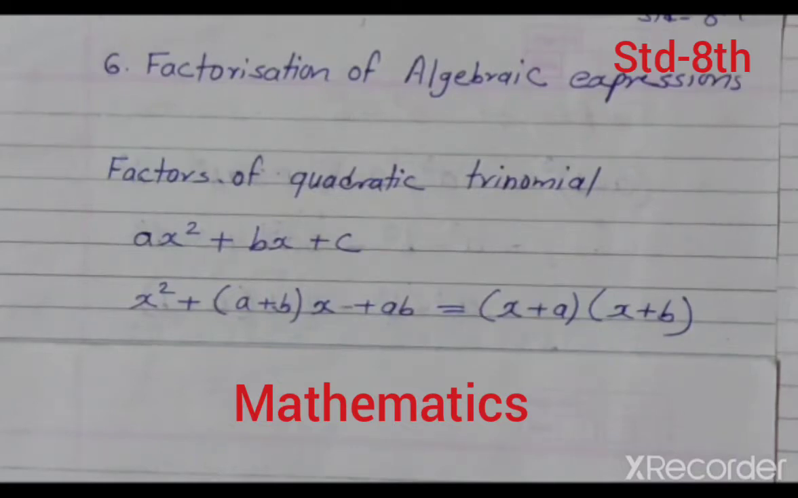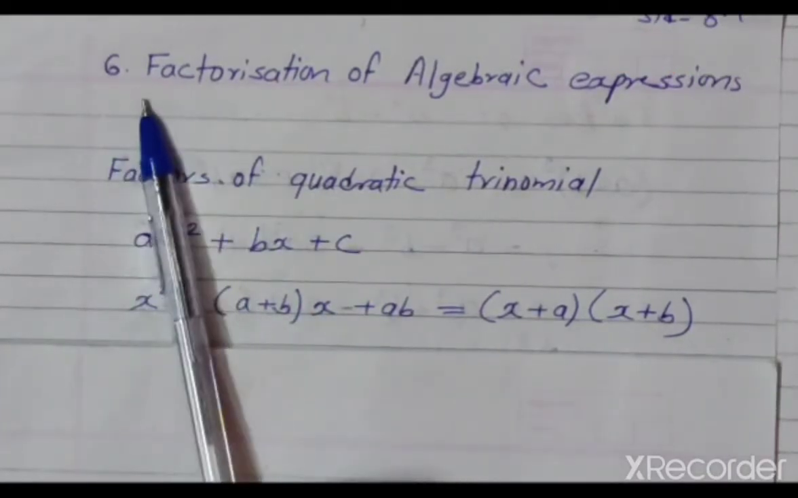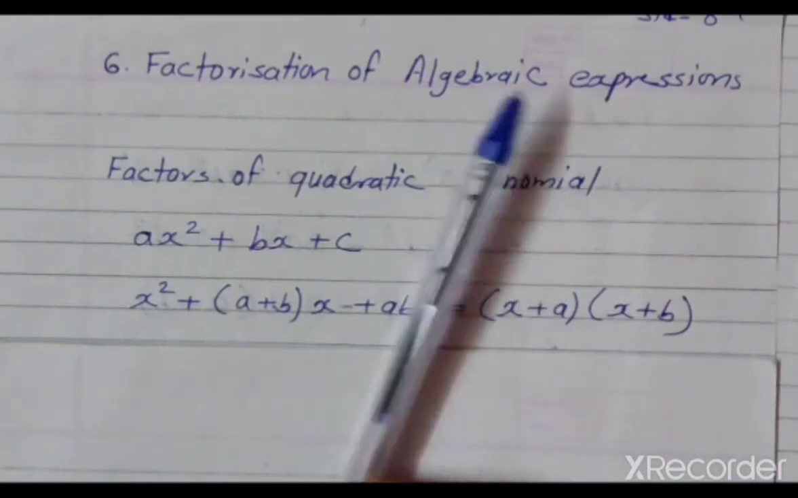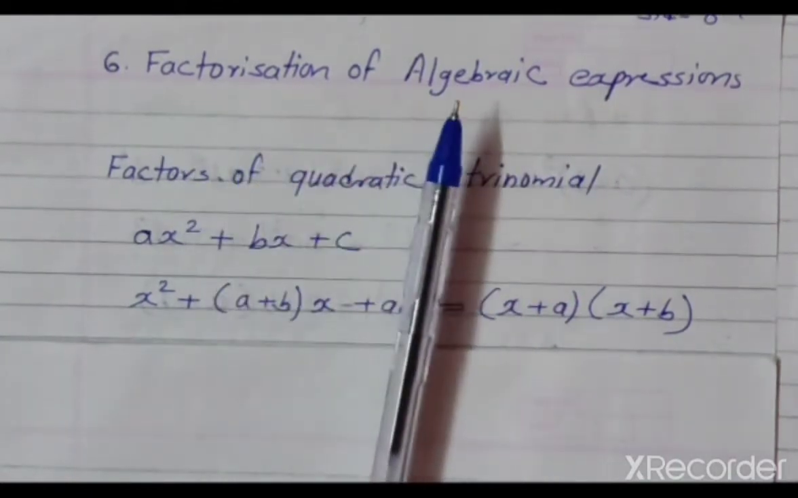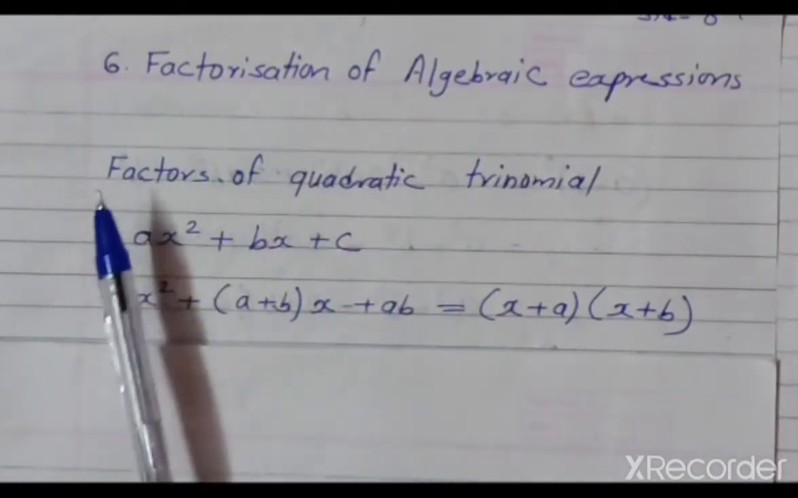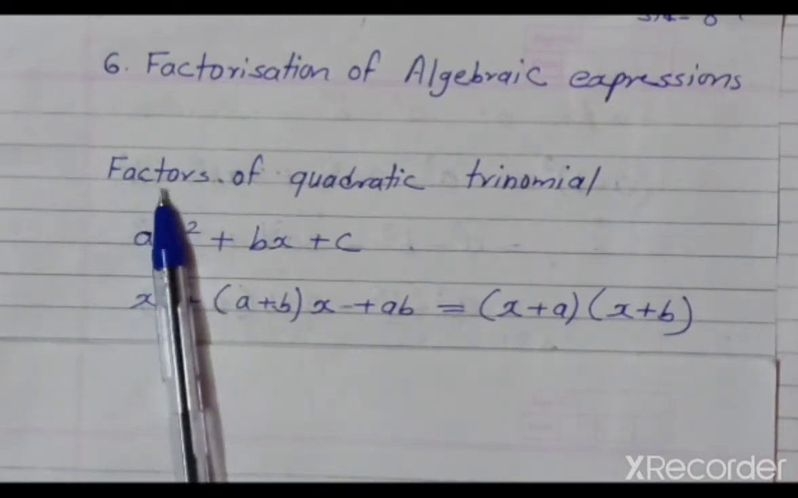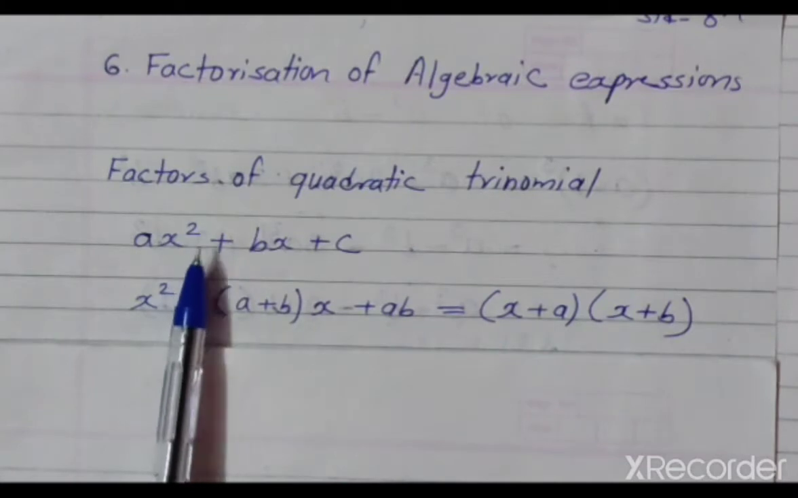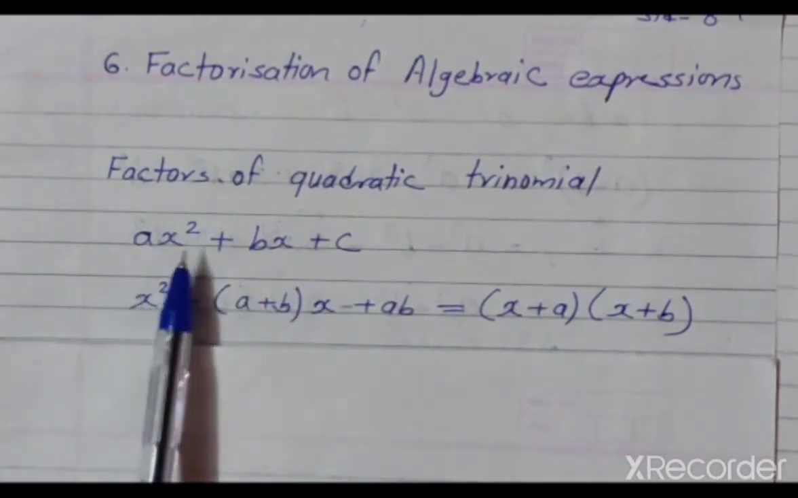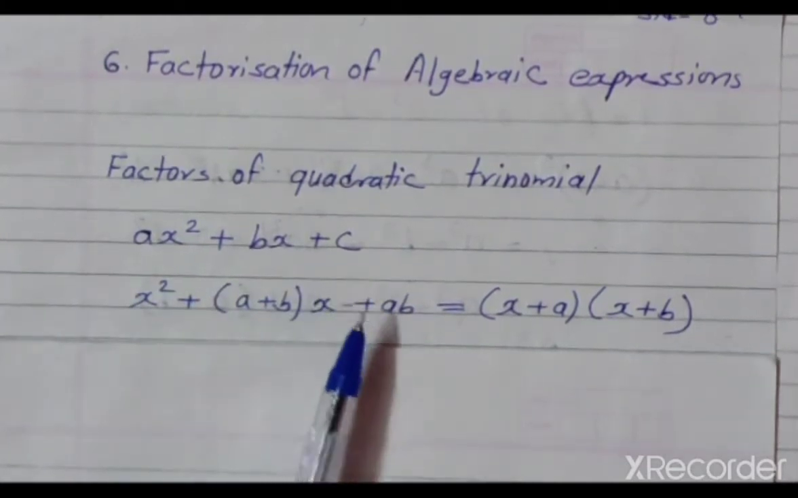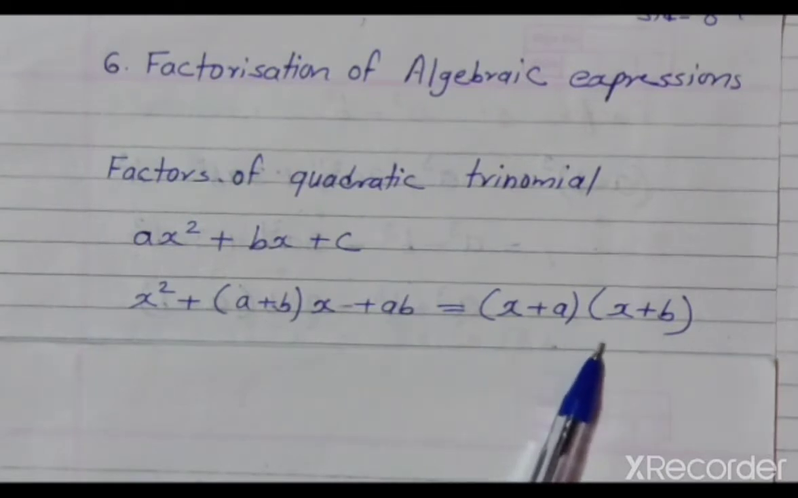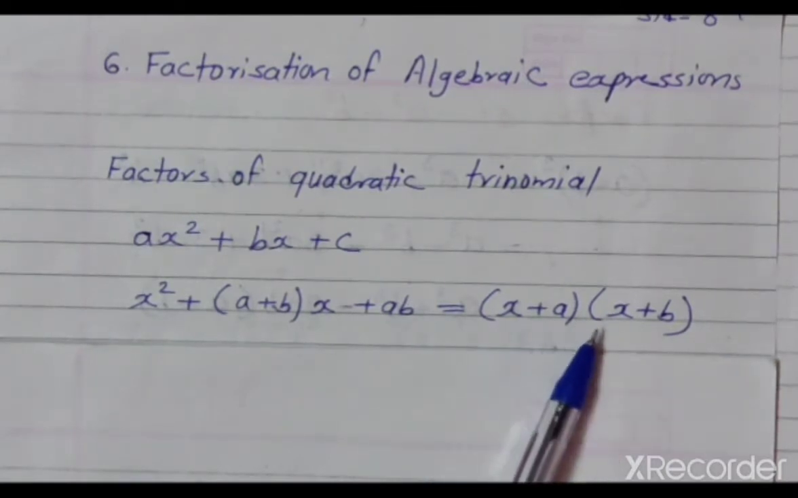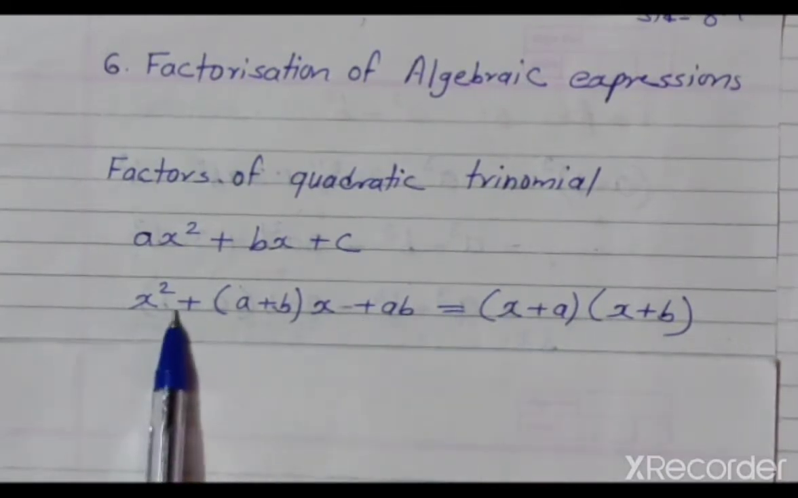Hello students, today we are studying chapter number 6 from standard 8 mathematics, factorization of algebraic expressions. In the previous video we already learned factors of a quadratic trinomial. This is the simplest form of the quadratic trinomial. We know the expansion of (x + a)(x + b) is equal to this one.